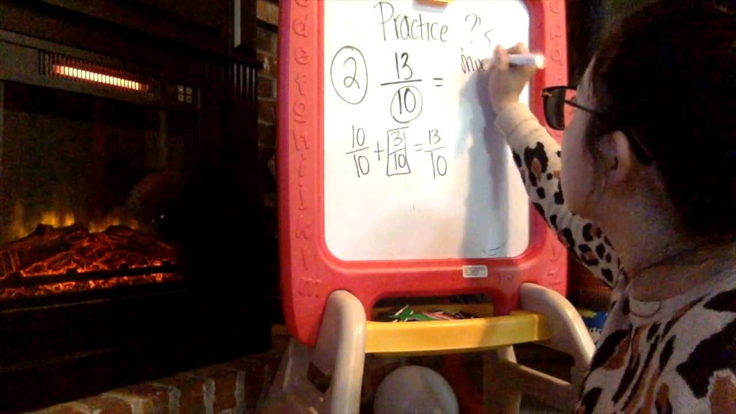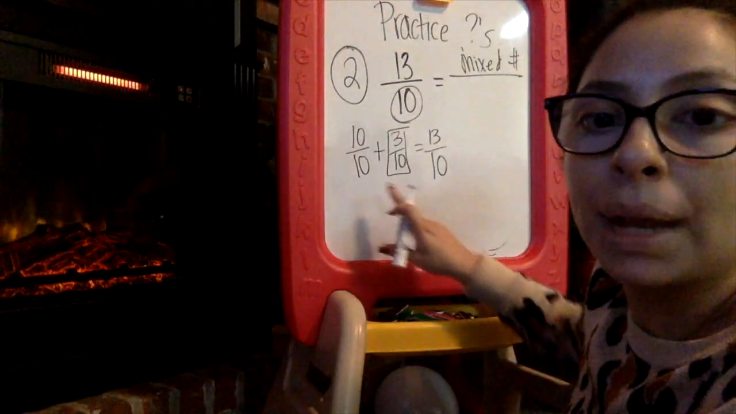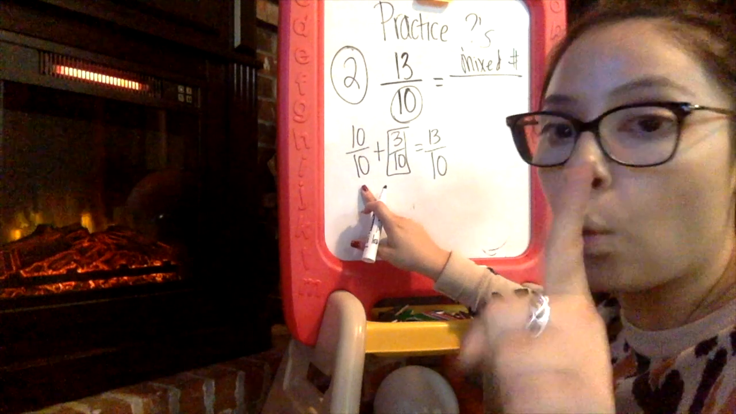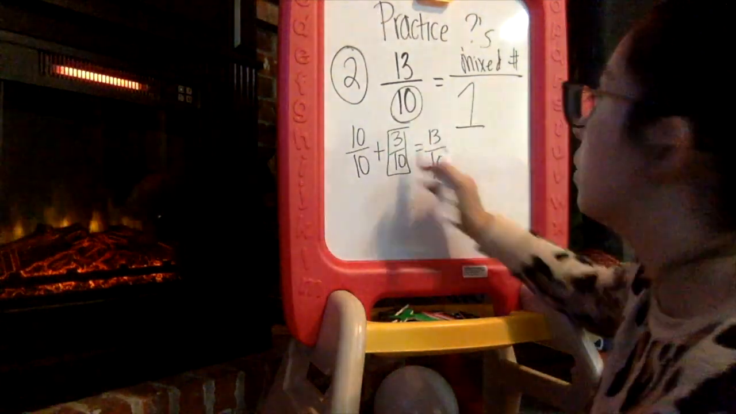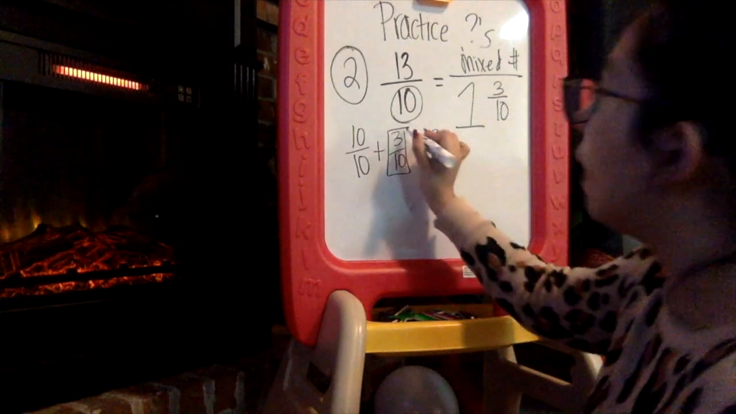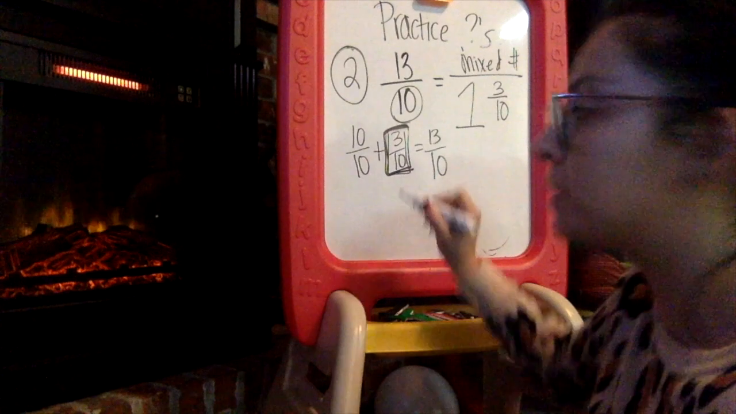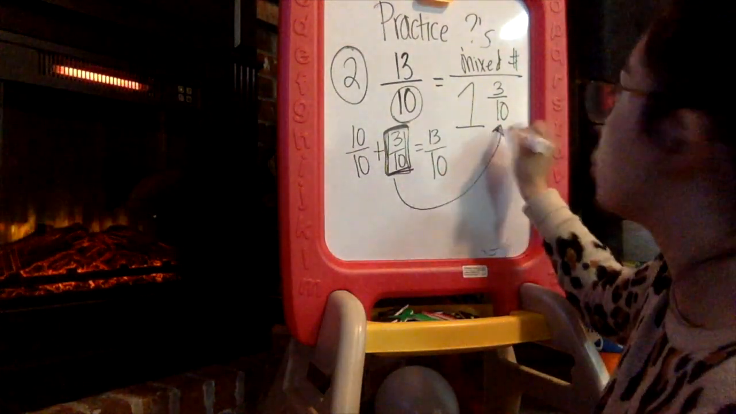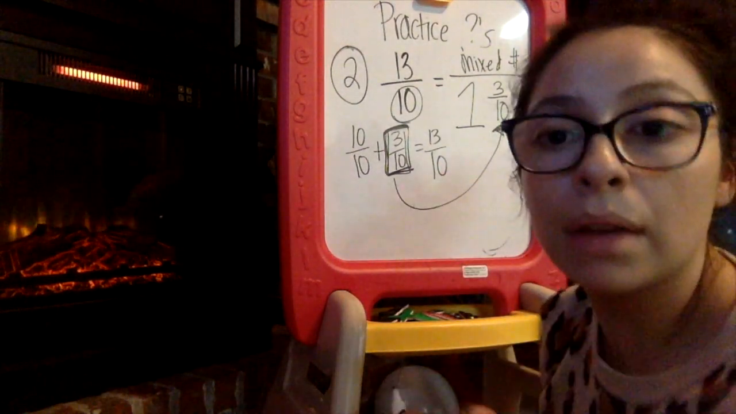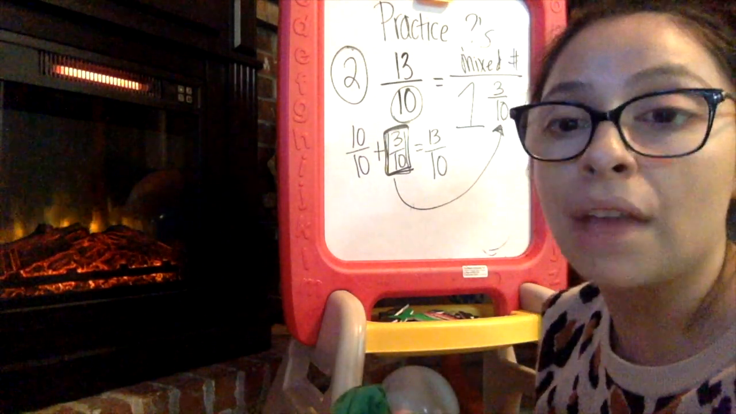So our mixed number gets created by taking your 10 tenths, which is 1 whole, and placing your 3 tenths right over here. I like to box what I'm missing because I feel like that helps me remember to drag it over to my mixed number. So maybe that'll help you. That's a suggestion. Okay, guys, Miss Lafuente has done that.